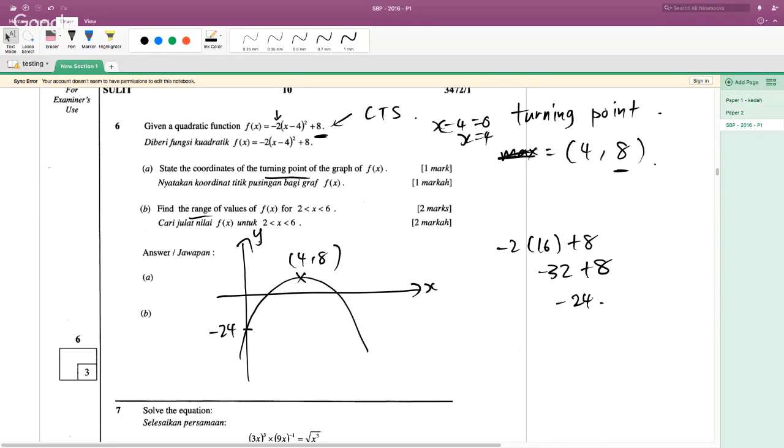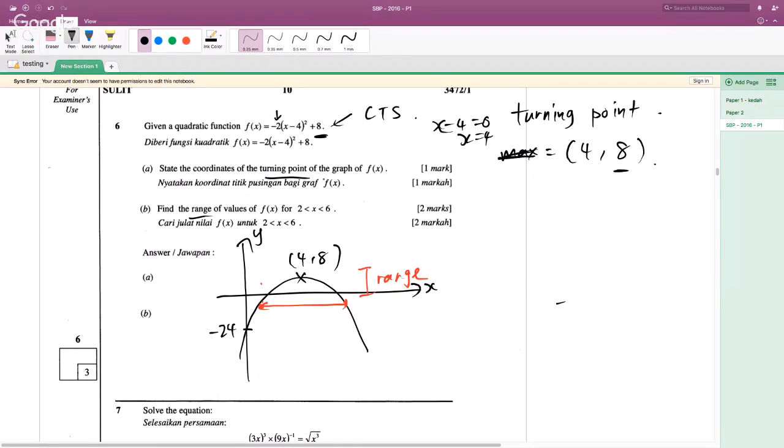So what the question wants is, when x is from 2 to 6, I assume it's from somewhere here to somewhere here. This is the domain. The range stands for the y-axis values. Basically it's very easy. Let me teach you how to do this one.